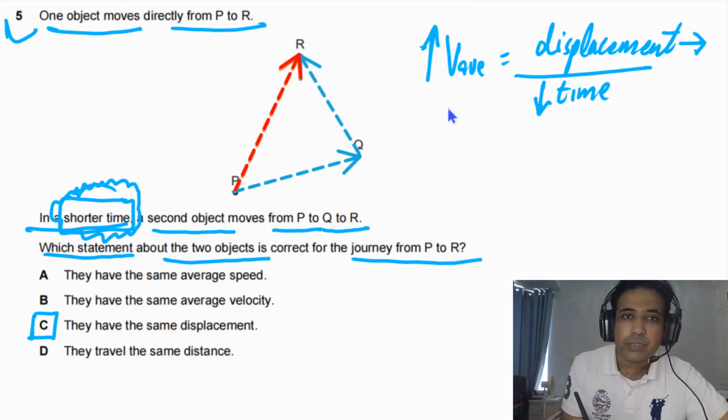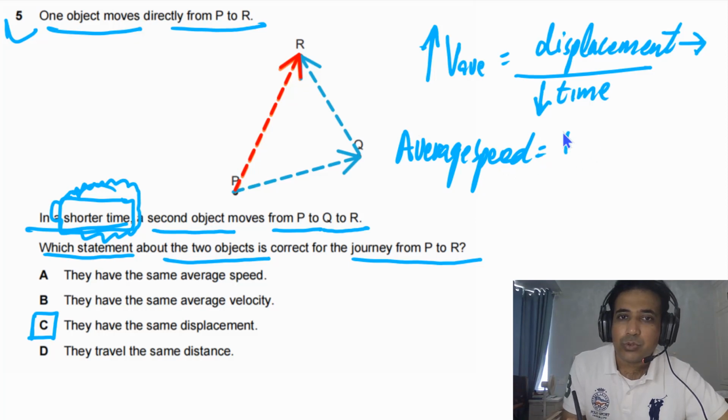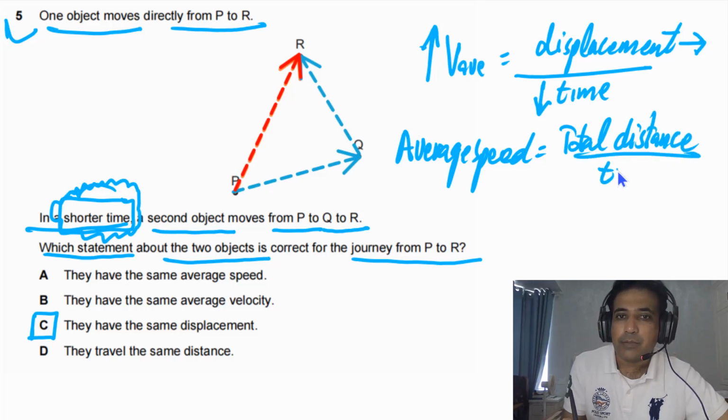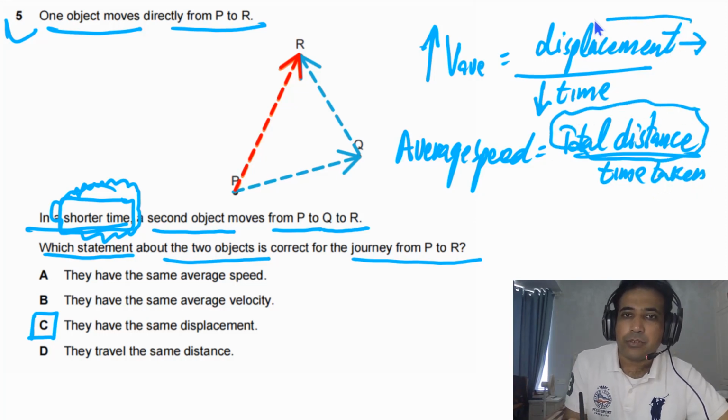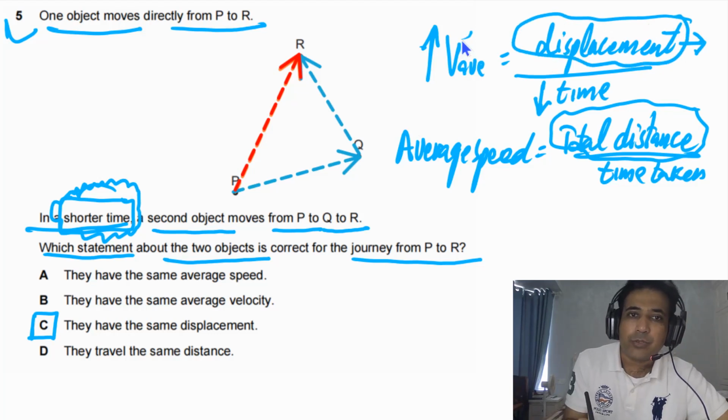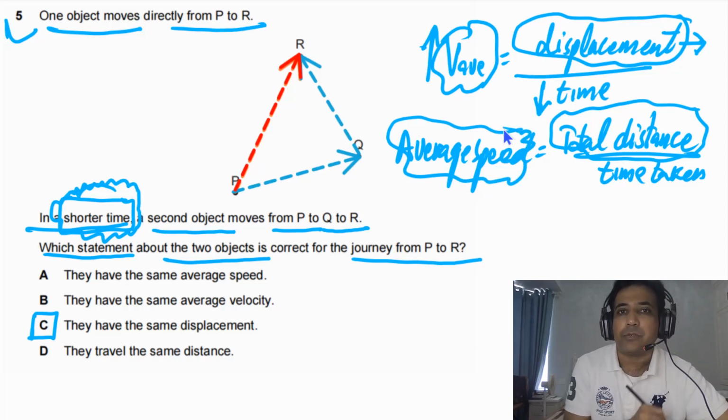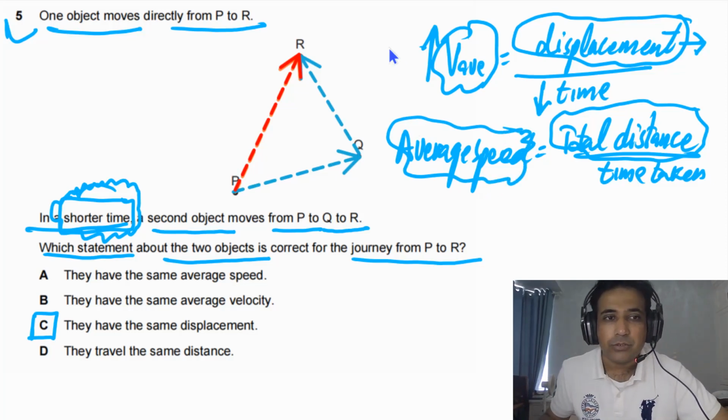So the second object has higher average velocity. Very important concept. And average speed is the distance. So average speed is total distance over time taken. So distance and displacement are two different quantities. So average velocity and average speed are also different. So you have to be clear about these concepts.